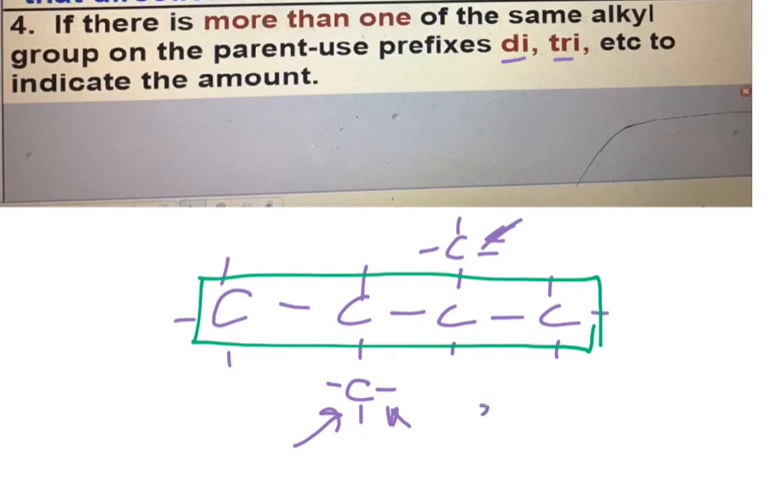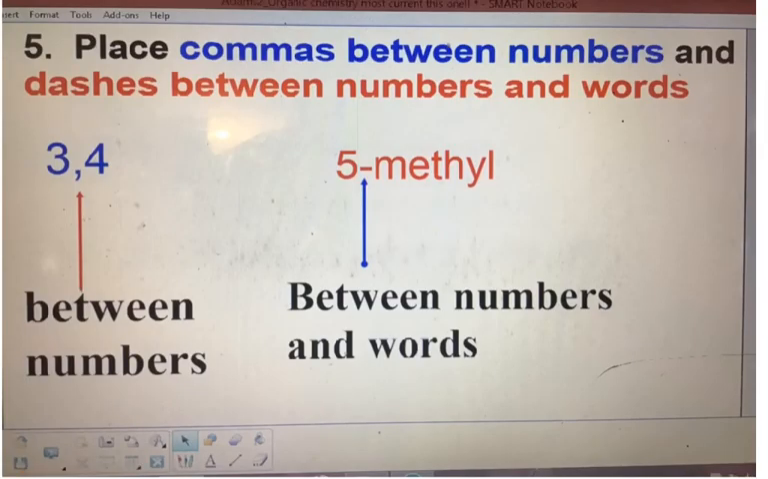So in this name, you would have dimethyl. Why? Because we have two of the same groups, and they're two methyl groups. We'll talk more about that with an example later on. Number 5, by convention, we put commas between numbers, and we put dashes between numbers and words. That's a convention that the scientists came up with in terms of the IUPAC naming system.